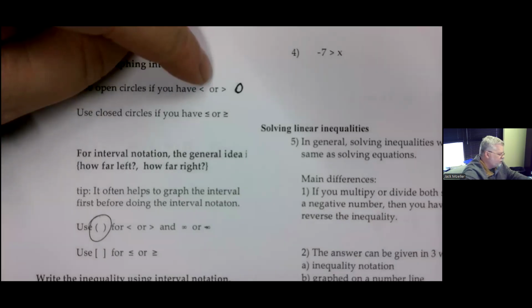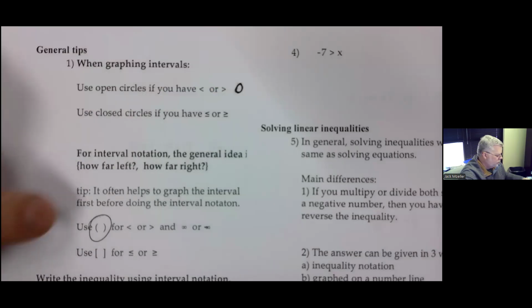So if it's strictly greater than or less than with no equals, we're going to be using open circles and parentheses.